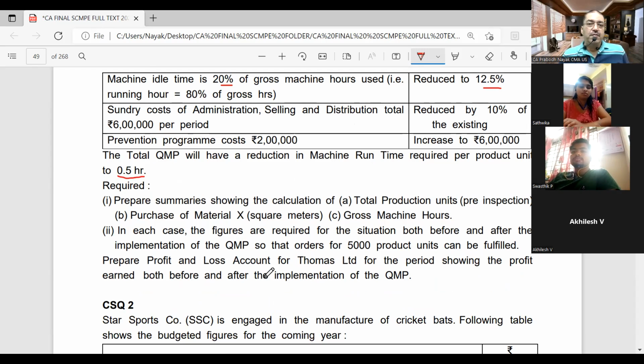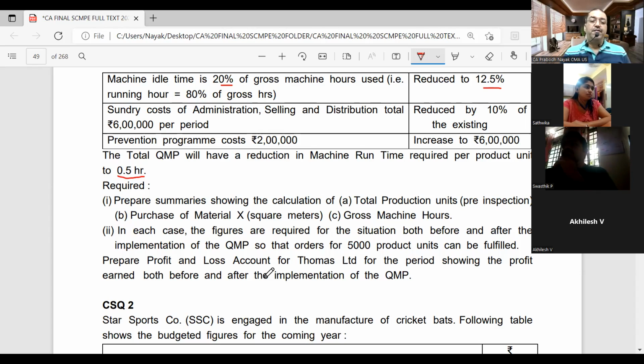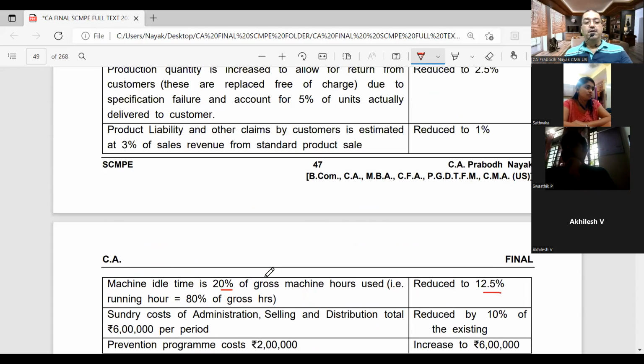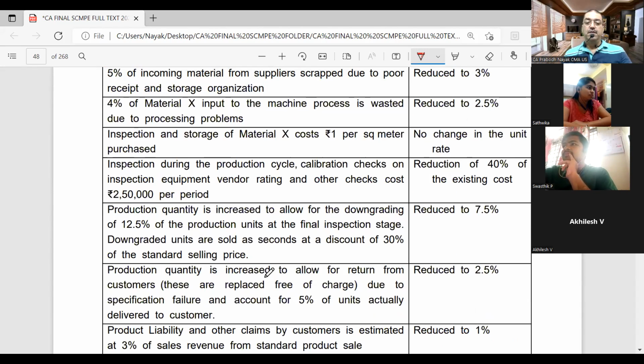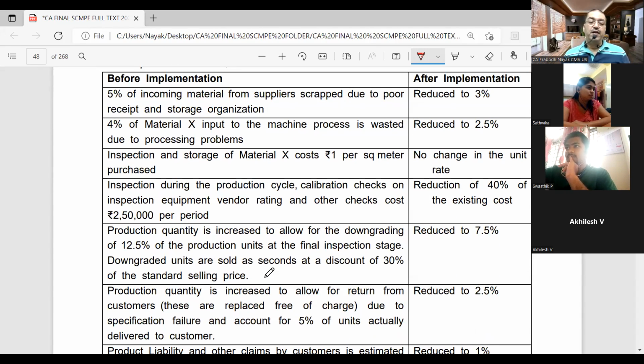Now I will give you enough time to calculate each one of them. So I want you to start with calculation of total production units pre-inspection. How many units are you going to produce? Gross units, taking into consideration the wastages which are going to be there, the downgrading of units which are going to be there. How many units you are going to produce? Calculate and tell. Before implementation and after implementation. All the data is before you. So use the data and calculate before implementation and after implementation of the program. How many units are you going to produce?